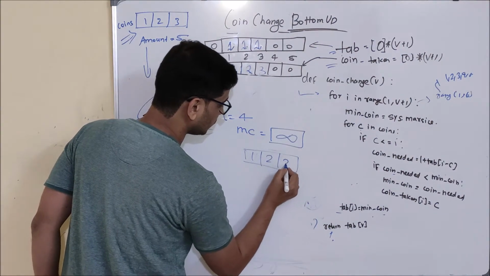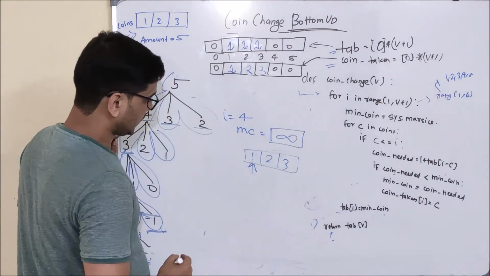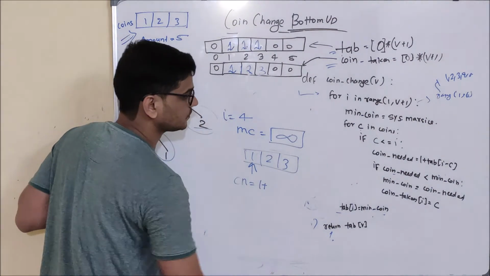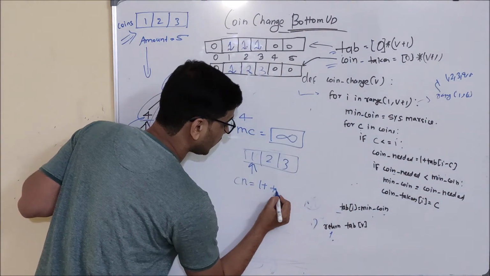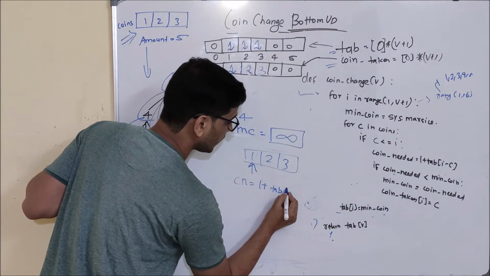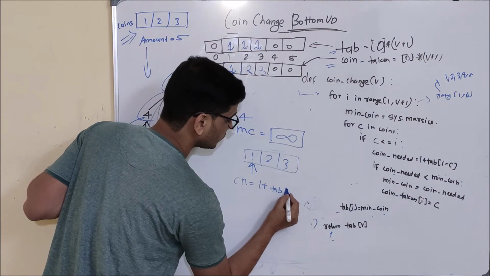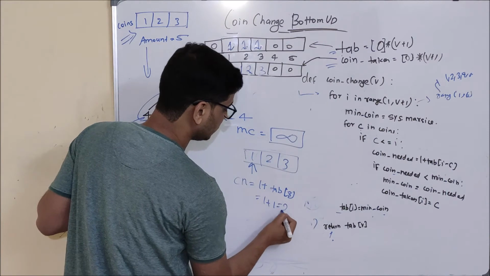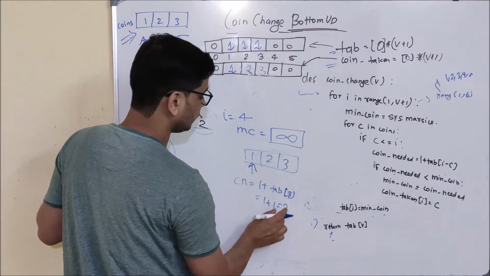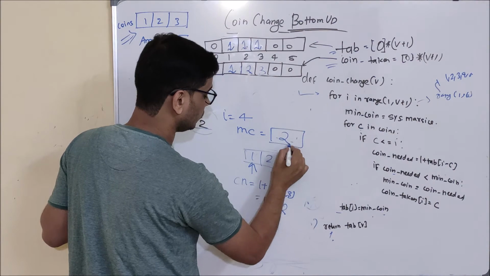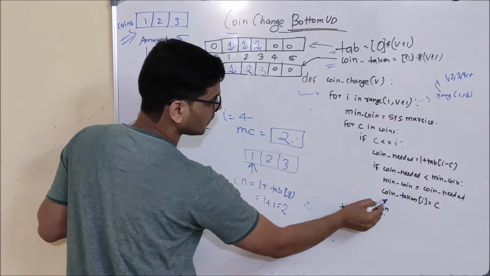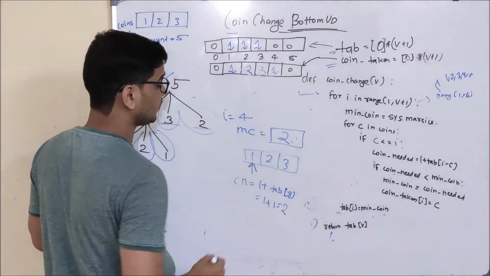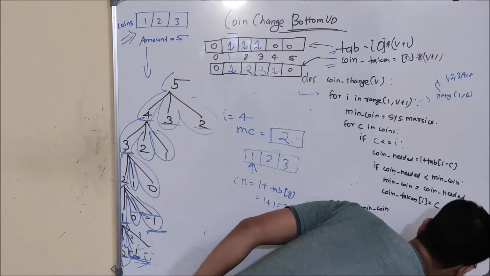So first of all, we will try this coin. When I try this particular coin, my coin needed will be equal to 1 plus tab of i minus c. What is i? i is 4 and c is 1. So basically tab of 3. And what is tab of 3? Tab of 3 is 1. So 1 plus 1, and this is equal to 2. 2 is smaller than infinity. So it will be updated to 2. And in coin taken of i I am going to update c. c is equal to 1. So I will update 1 here. And what I will do after that?